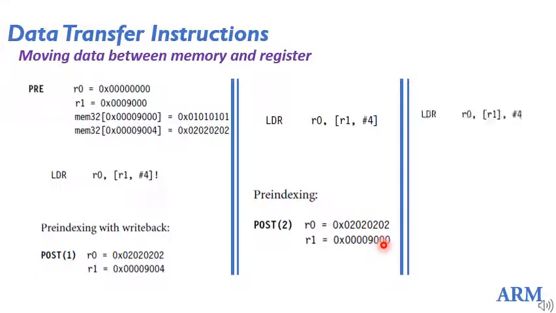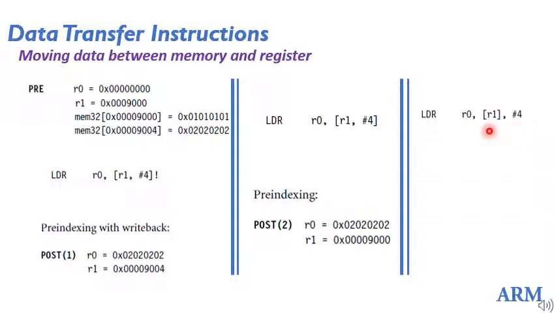One more example, that is LDR R0 comma R1 in square brackets comma hash 4. Now this is an example of post indexing. Post indexing means the content of the memory location whose address is specified in the base register is moved to the destination register R0, and after that the base register is updated by this offset. So that means the offset is added.